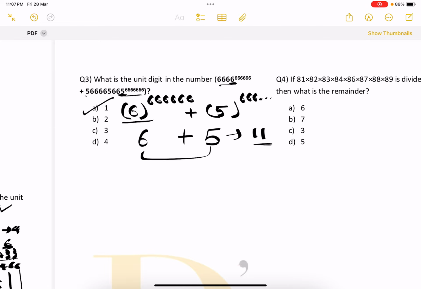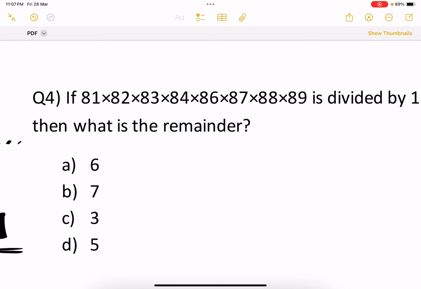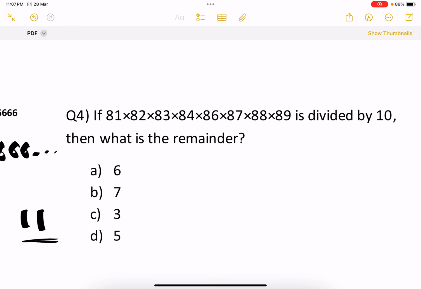Okay, now let's move on to question number 4. If 81, 82, 83, 84, 86, 87, 88, 89 is divided by 10, then what is the remainder? We have already learned one thing, that whenever any number is divided by 10, then remainder is nothing but the unit digit of the number.